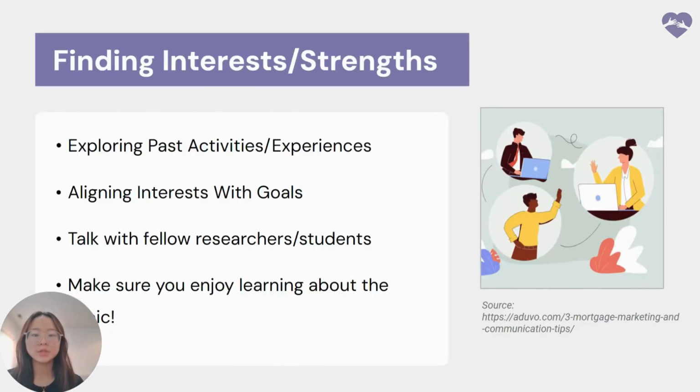One of the first steps in doing this is reflecting on your past experiences and activities. You want to start by thinking about the activities you've enjoyed in the past. This could be from school, extracurriculars, hobbies, or even casual reading or projects you've worked on. Ask yourself, what do I gravitate towards when I have free time? Is there something I absolutely don't like doing? Your past experiences often hold clues to what you're genuinely interested in, which can guide your research topic.